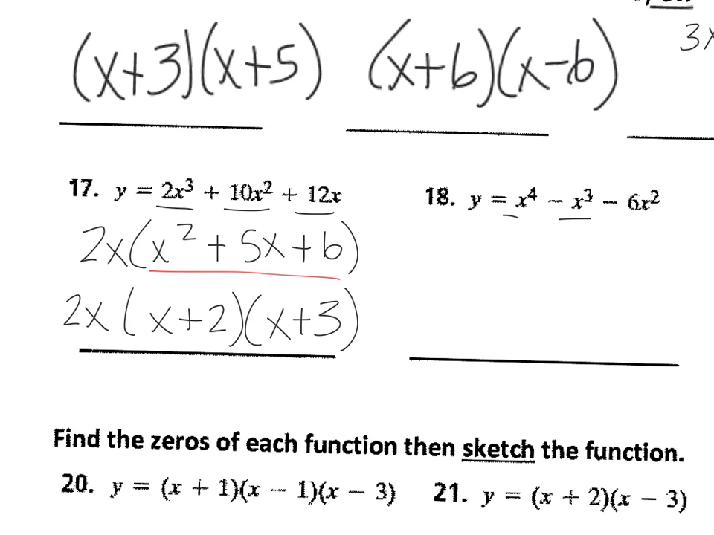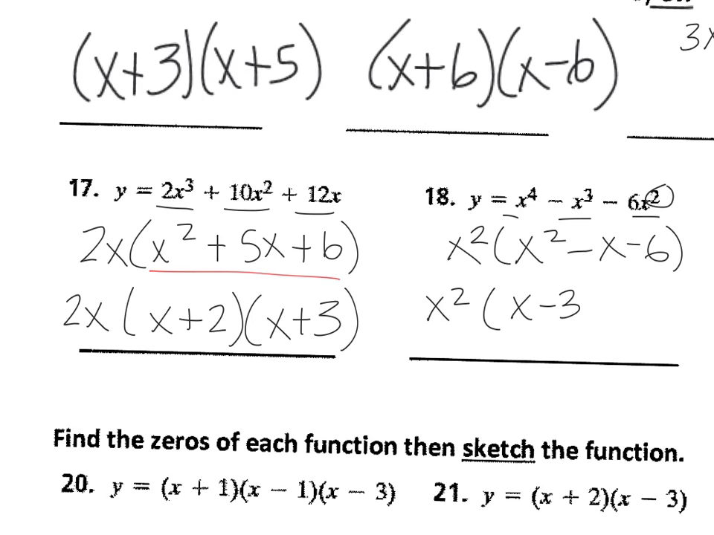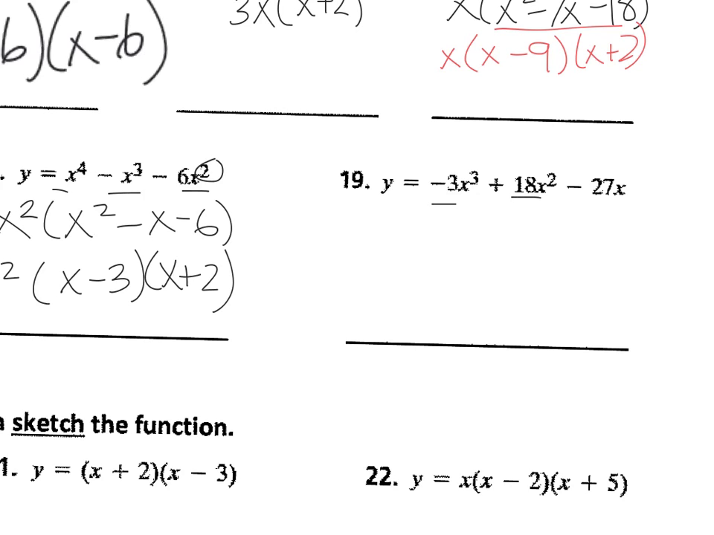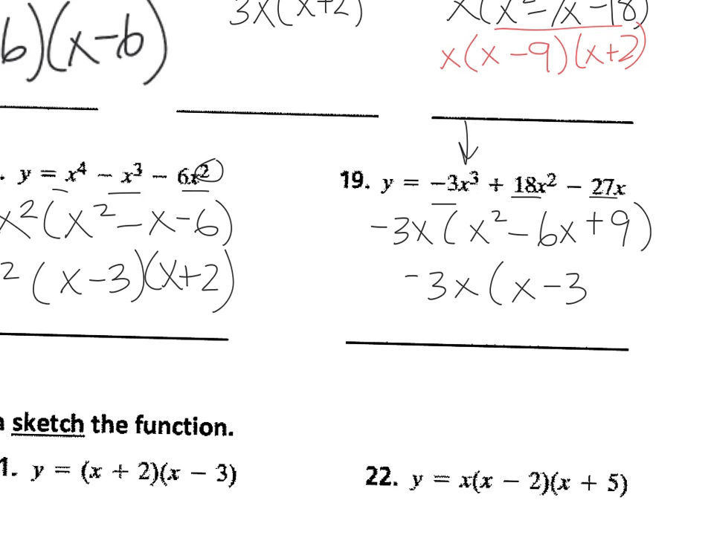And then this one you can factor out an x out of all three terms, actually an x squared. So it's going to be x squared minus x minus 6. And then you can still factor out further. And this one, I'm going to take out a negative 3. I take it out negative 3 because I want my leading coefficient to be positive. It just works easier for me when I'm factoring. So x squared minus 6x plus 9. And so this factors into x minus 3, or x minus 3 squared.